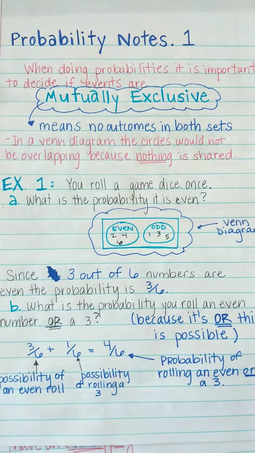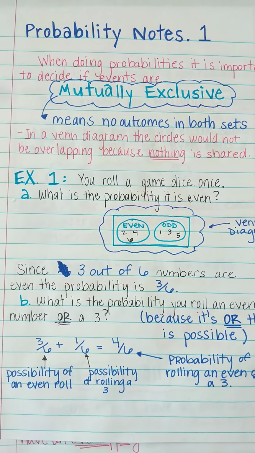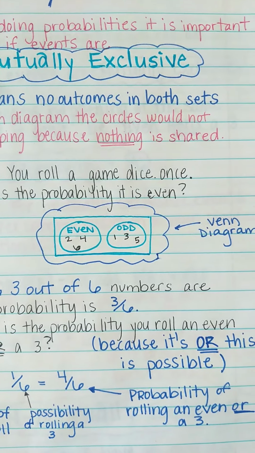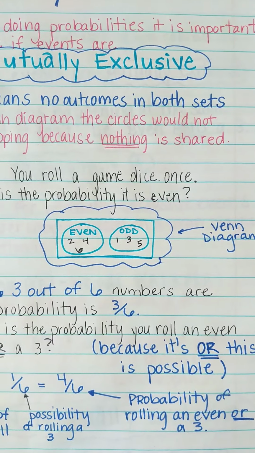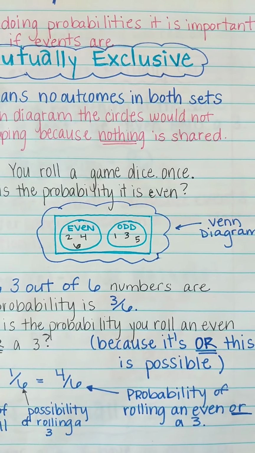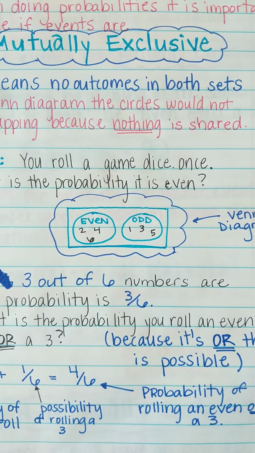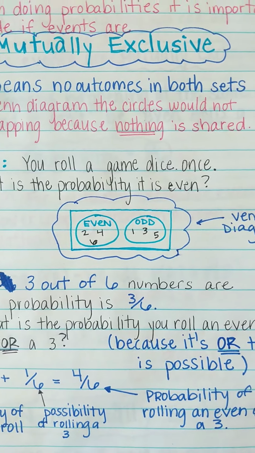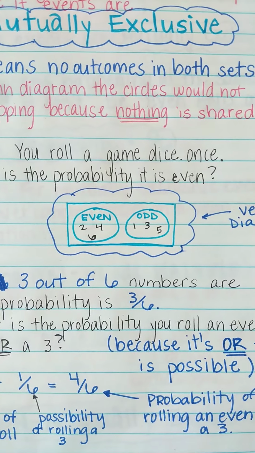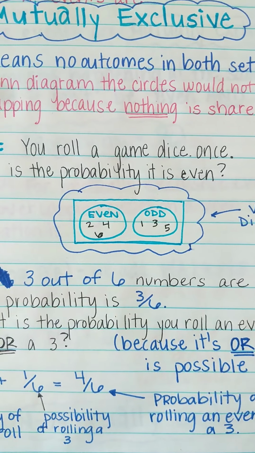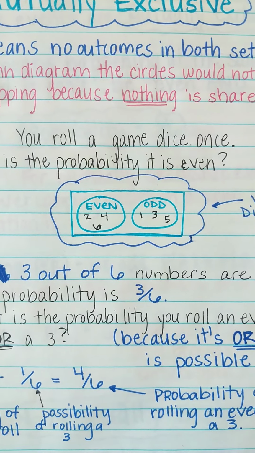Okay, so for example 1, we roll a game die once. What's the probability that it's even? We can draw what we call a sample space in the form of a Venn diagram. A sample space shows all the possible outcomes. So on a die, if I roll a game die, I can roll a 1, 2, 3, 4, 5, or 6. So in my Venn diagram, I show, okay, here's all my possible outcomes. They're either even, the 2, 4, or 6, or they're odd, the 1, 3, and 5. You'll notice there's no overlap between those two circles. That means these outcomes are mutually exclusive. I can't roll an even and an odd at the same time, okay?